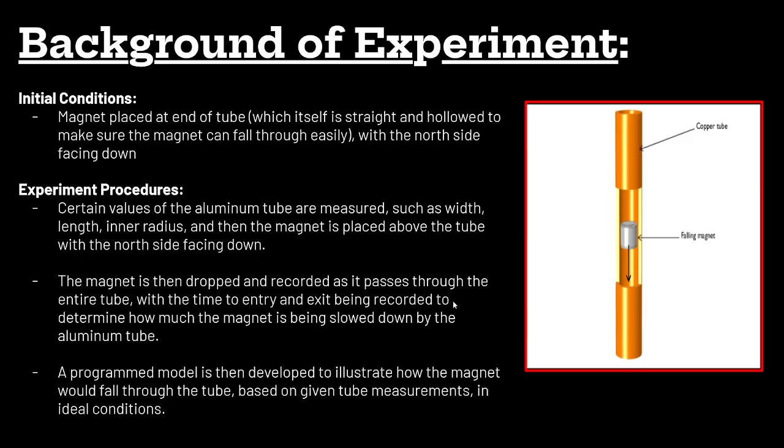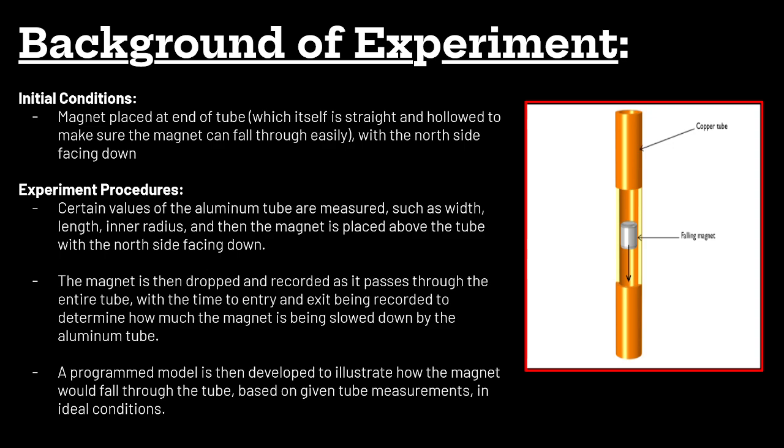The background of the experiment. Initial conditions: the magnet was placed at the end of the tube, which itself is straight, and then it was hollow on the inside to make sure the magnet could fall through easily and not get stuck, with the north side of the magnet facing down as it fell through. Certain values of the aluminum tube are measured, such as width, length, and radius, and then the magnet is placed above the tube with the north side facing down.